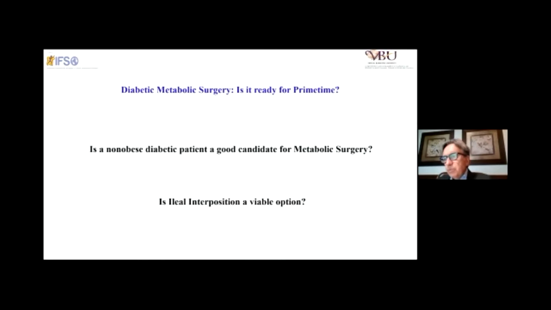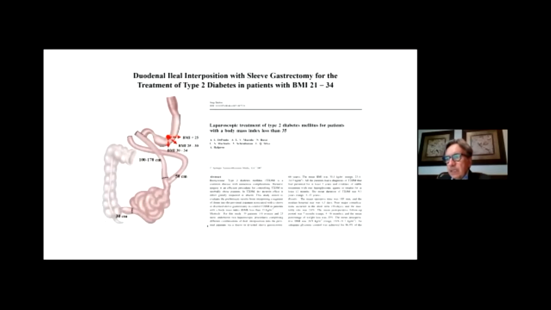The suggested topic of this presentation involves two questions. Is a non-obese diabetic patient a good candidate for metabolic diabetic surgery? And second, is ileal interposition a viable option? The technique is the same since its description back in 2003 and involves a tailored to BMI sleeve gastrectomy and an adjusted to the total length of small bowel duodenal ileal interposition. It is a quite difficult operation and has been done through the laparoscope, through open surgery, hybrid, and even using robotics.